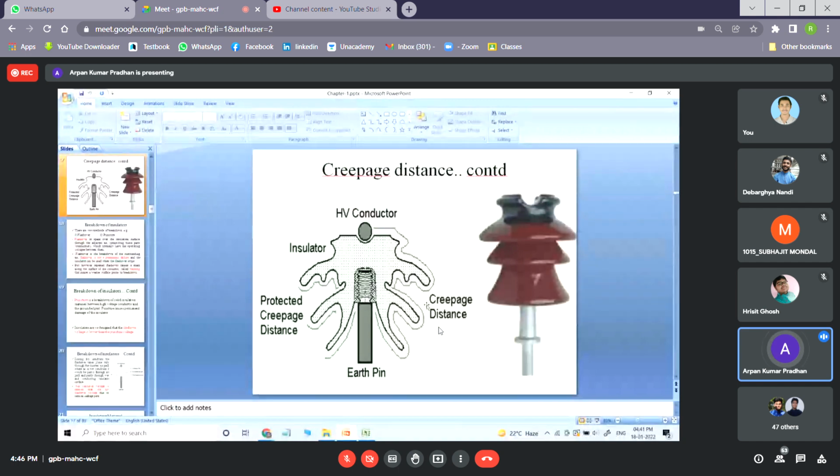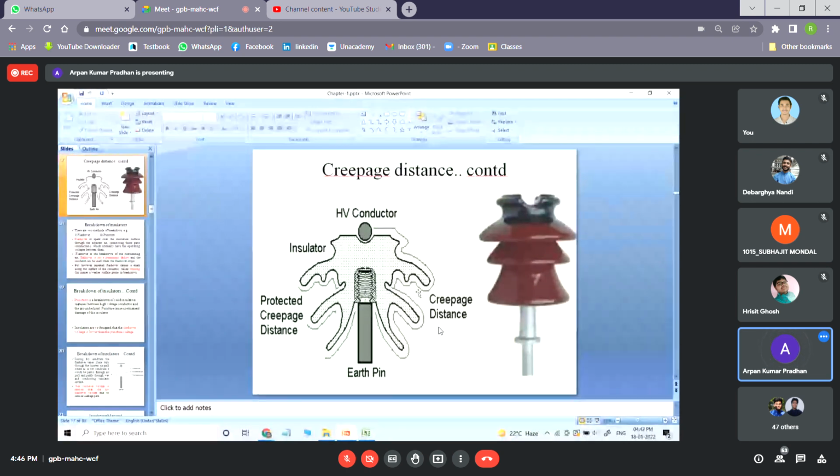Okay, generally if any breakdown or any problem occurs between the HV conductor and the earth pin, the breakdown occurs through this path. That means the breakdown occurs in this region. So if you increase the length of the creepage distance, then there is a lower probability that the breakdown will occur between the HV conductor and the earth pin.